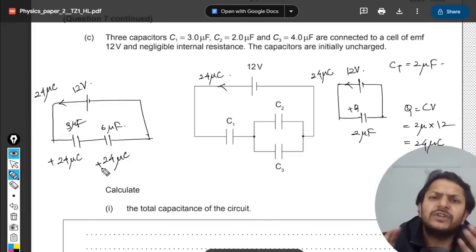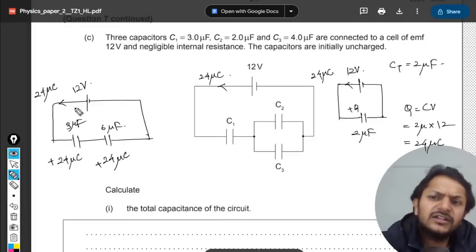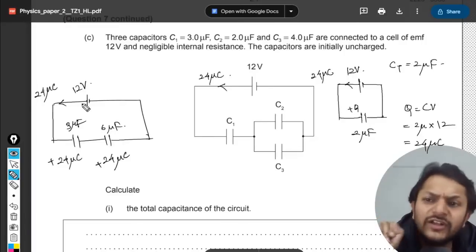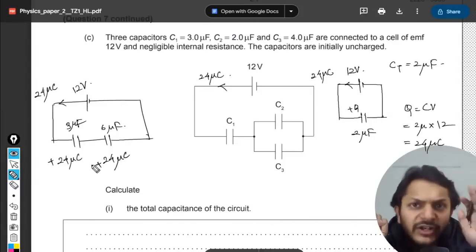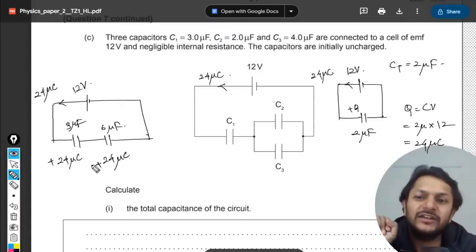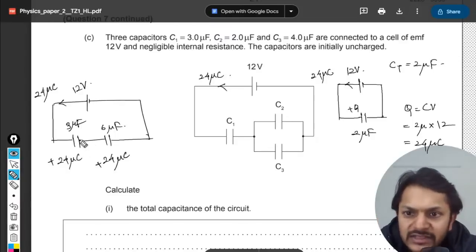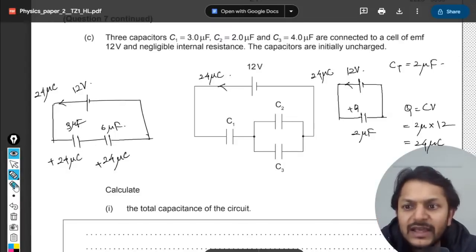Now, many students will be confused that the charge withdrawn from the battery is 24 microcoulomb, but the total charge here seems to be 48, isn't it? But no, dear students, it is not 48. Try to understand. This part is not even connected.